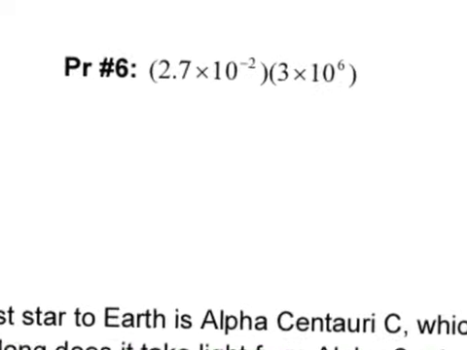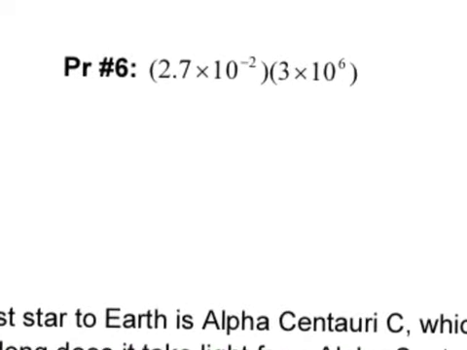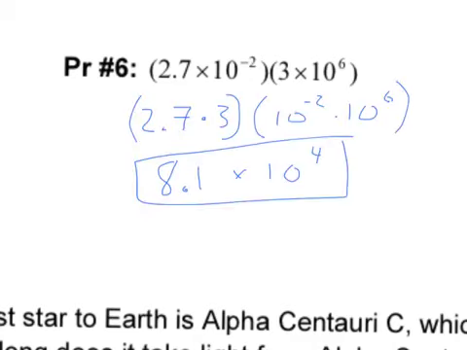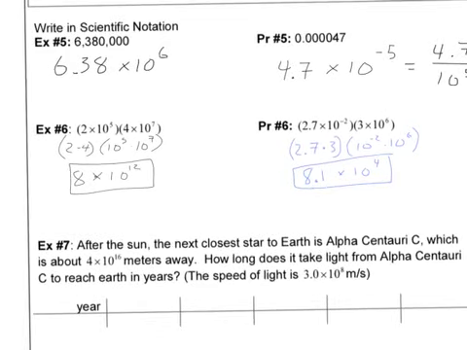Why don't you guys try this on your own real quick? See what you come up with. I'll put the answer up in just a second. Okay, so I rearranged it. So I did 2.7 times 3 and 10 to the negative 2 times 10 to the 6. 2.7 times 3 is 8.1. And 10 to the negative 2 times 10 to the 6 is actually 10 to the 4th. Alright, there we go.